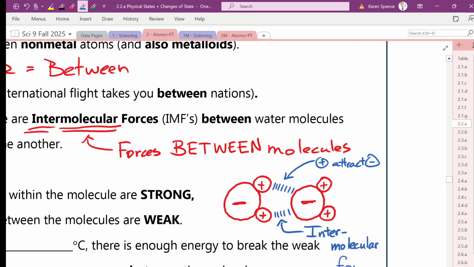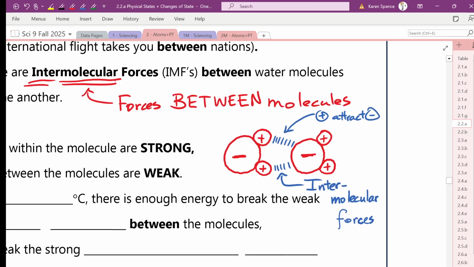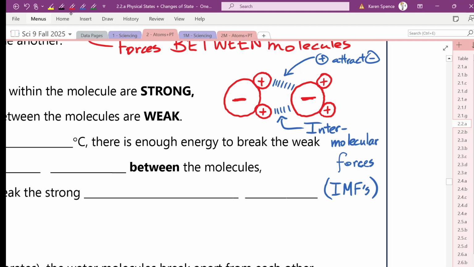forces. And if you don't like the word intermolecular forces, because that just has way too many letters, you can call those IMFs. Isn't that a nice abbreviation? So much less writing. Okay. And intermolecular forces are not strong. They are weak.